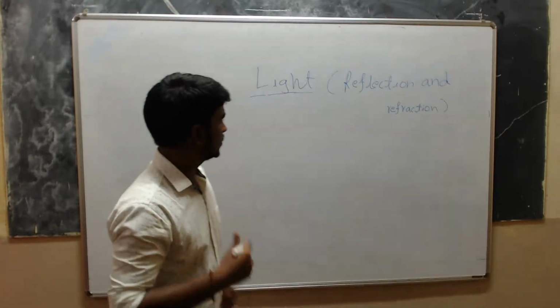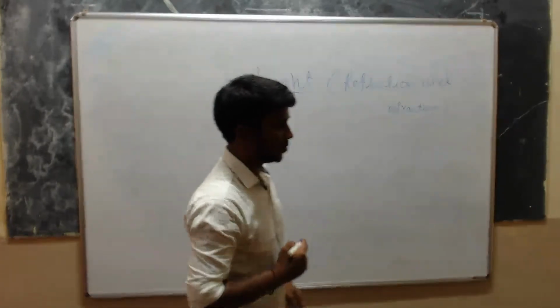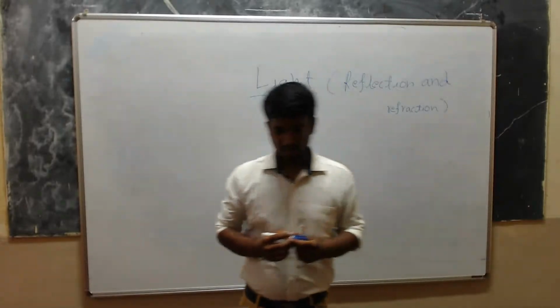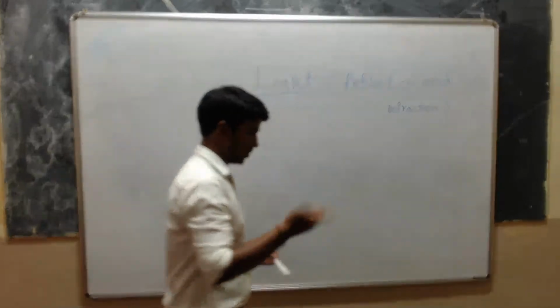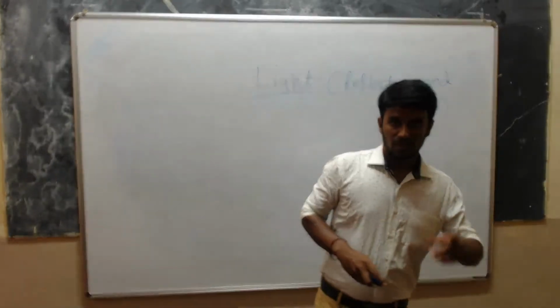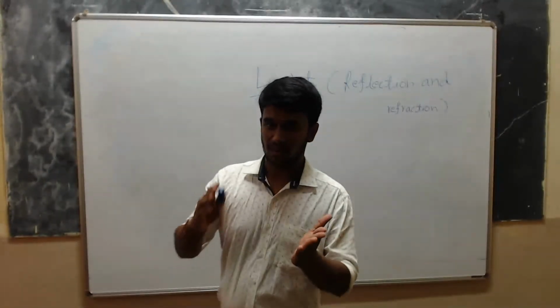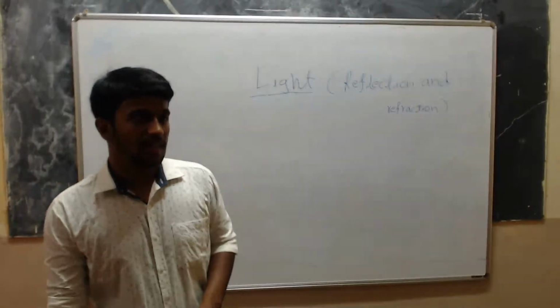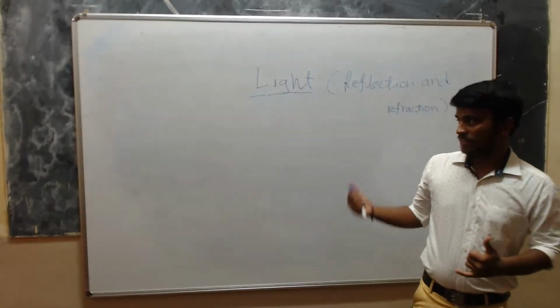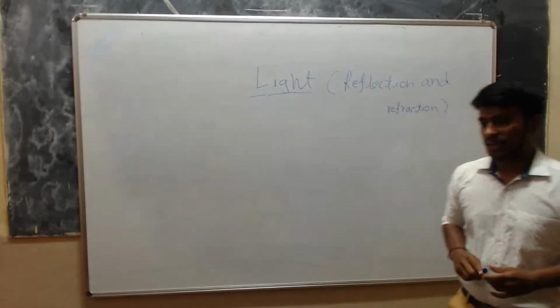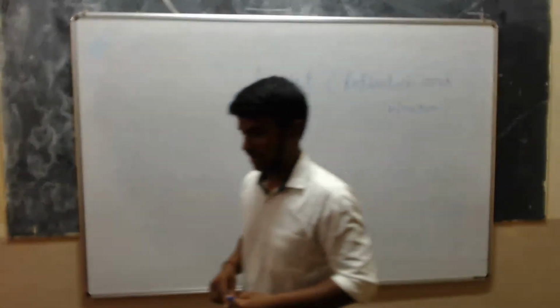Okay. First, we can say light is also a form of energy. Plants carry out photosynthesis using light energy and they prepare their food. And in solar cells, the light energy is converted into electrical energy. So due to these reasons, light has all the characteristics of energy. That's why we say light is also a form of energy.